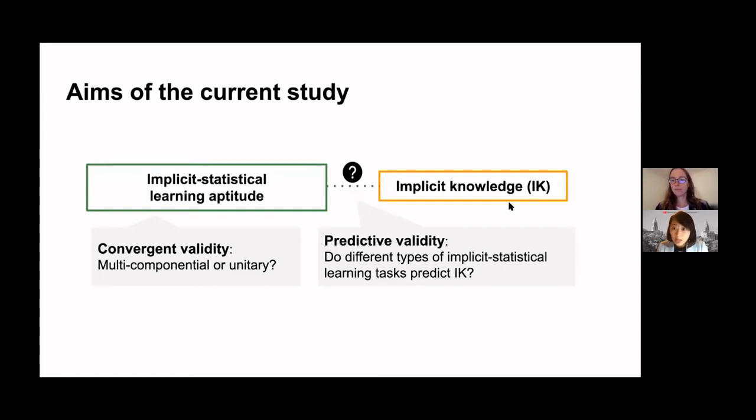And the second aim of our current study was related to the construct of implicit statistical learning aptitude. In particular, are different types of implicit statistical learning skills interrelated? In other words, are they a unitary construct, or are they tapping into different components of implicit statistical learning?